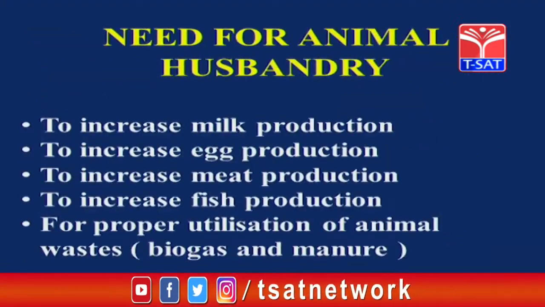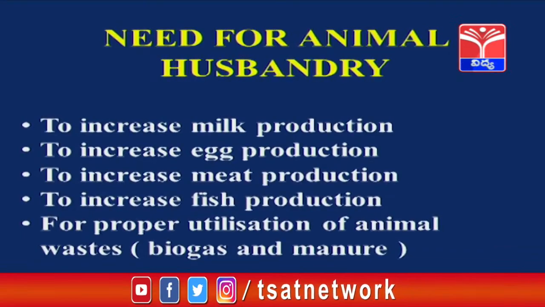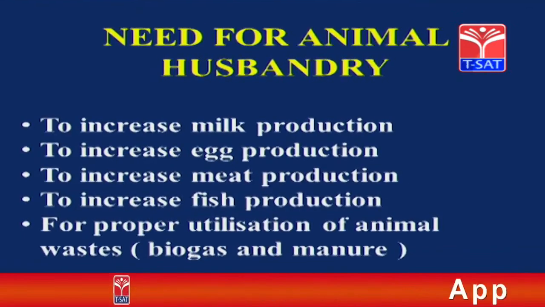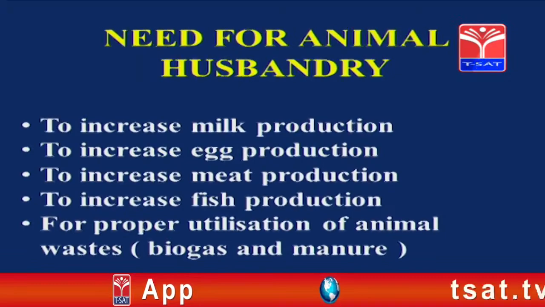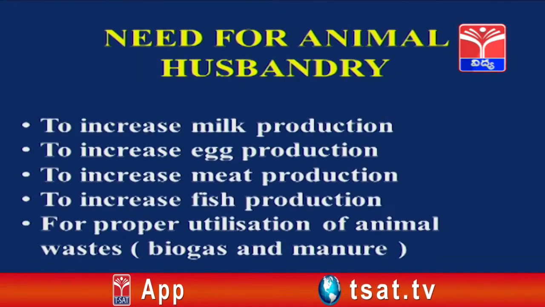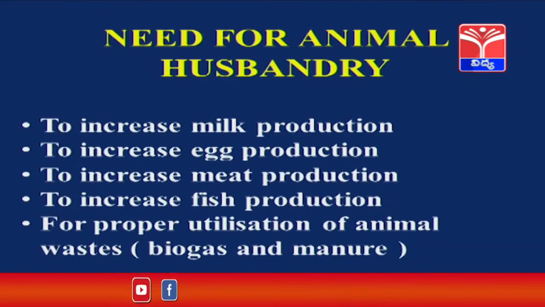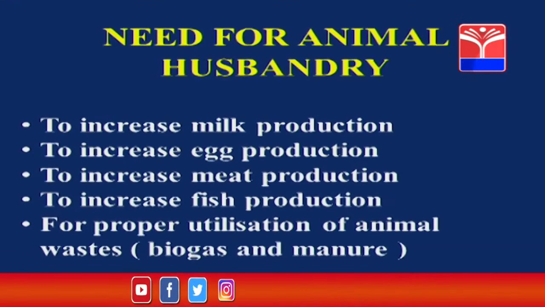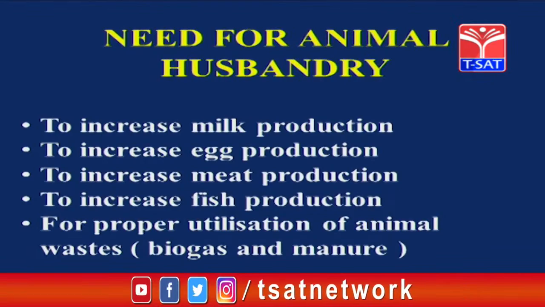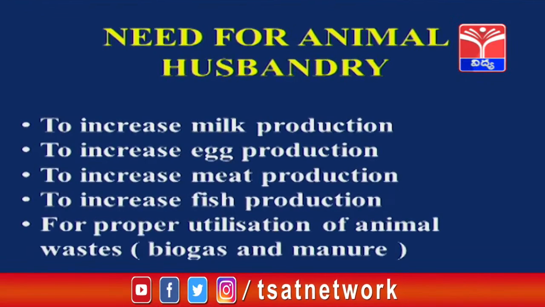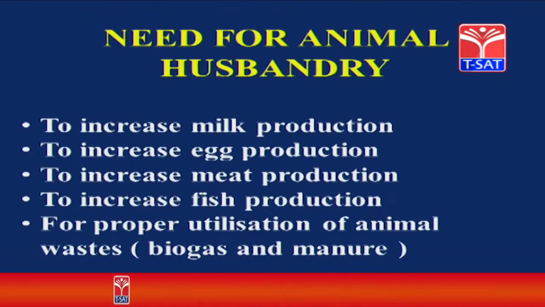What is the need of animal husbandry? Why does animal husbandry have to be done? To increase milk production, egg production, meat production, fish production, as well as proper utilization of animal waste. How do we utilize animal waste properly? By converting it into biogas as well as manure, that is, organic manures. So this is the need for animal husbandry.